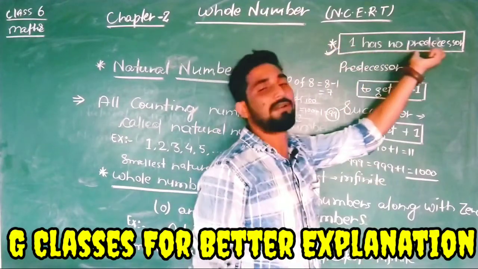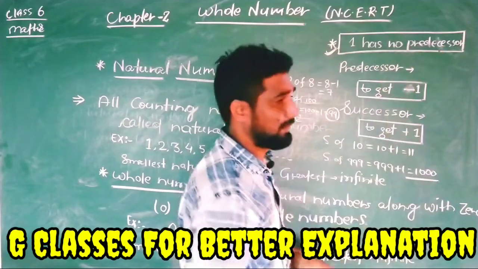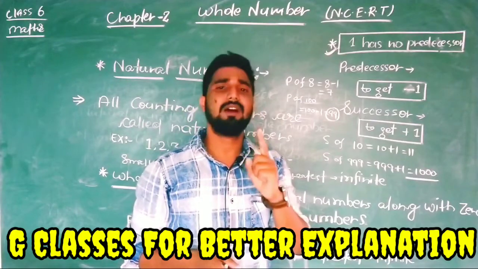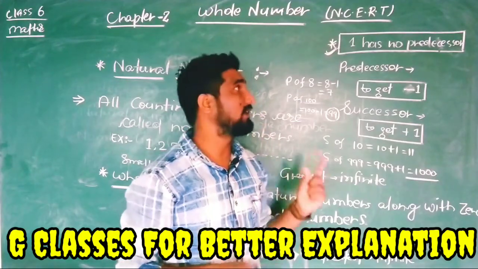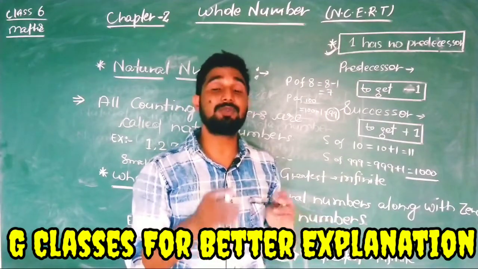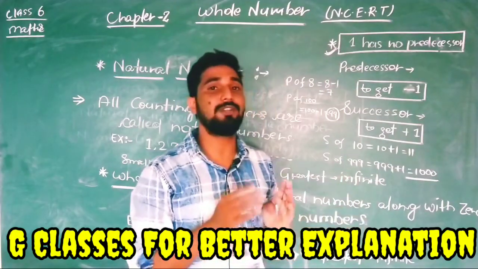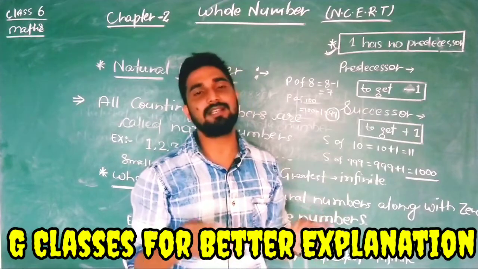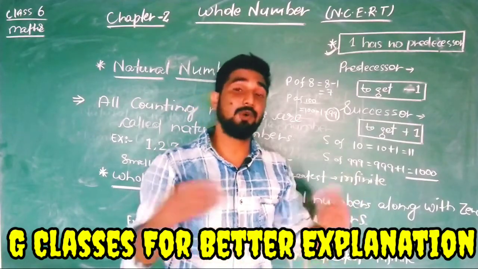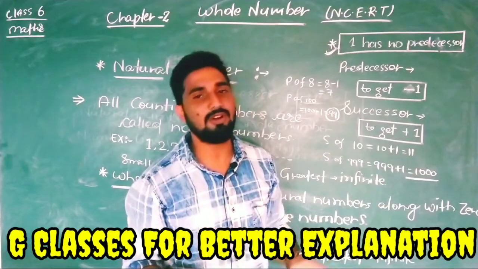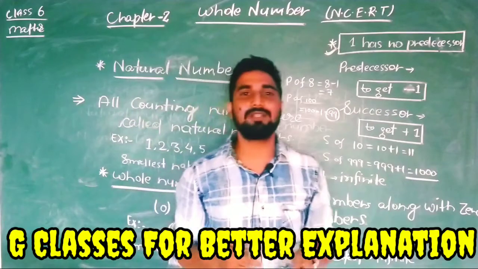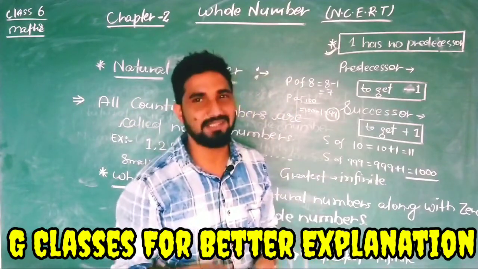1 has no predecessor. 1 is the number which has no predecessor. This is the only number in this world. Just 1 is a number that has no predecessor. Whether you take 1 as a natural number or as a whole number, there is no predecessor of 1. Why? Because you must be thinking, sir, if you subtract 1 from 1, then 0 will come and 0 can be said to be the predecessor.